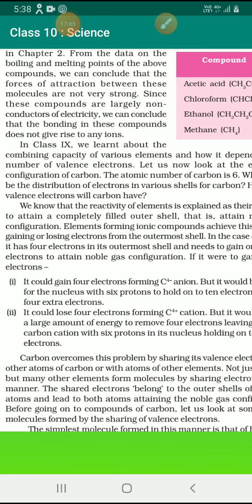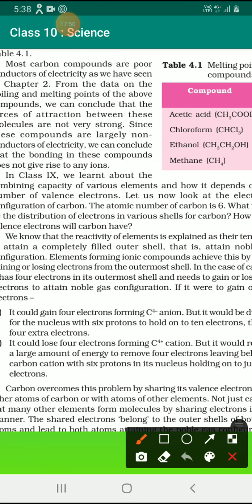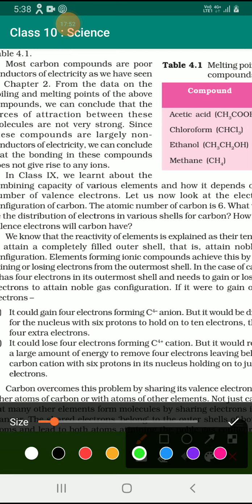For example, I'll tell you how it is. Again I'll take the example of carbon. Suppose there's an element carbon, and one more element carbon. Two carbon elements are there, in which the outermost shell has 4 electrons. 4 electrons in the outermost shell.